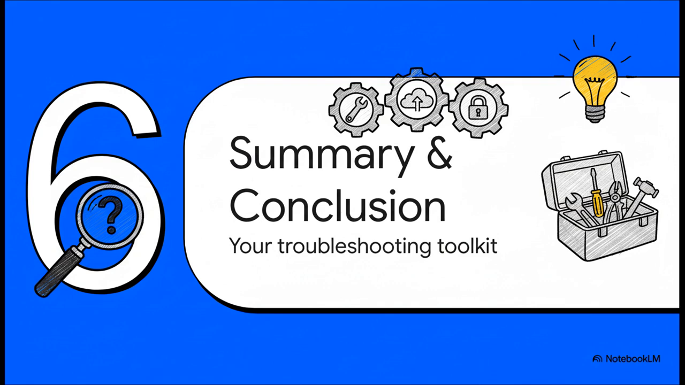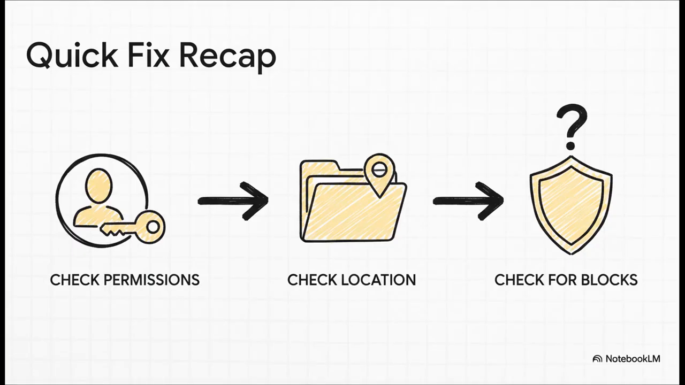Whew, okay. We've covered a ton of ground, right? We've gone from figuring out the problem to walking through 3 totally different ways to solve it. So let's do a quick recap of the troubleshooting toolkit you have now. Just remember this simple 3-step thought process. First, permissions. Ask yourself, do I have the key to this door? Second, location. Ask, is the file even home? And third, blocks. Is my own security getting in the way? If you follow that order, you'll solve this error almost every single time.